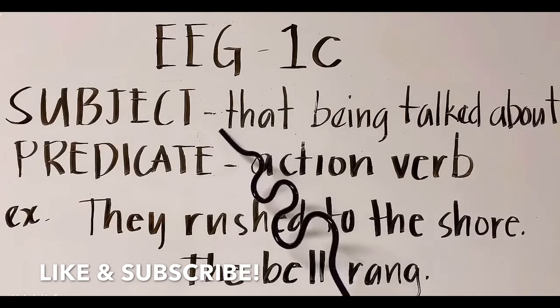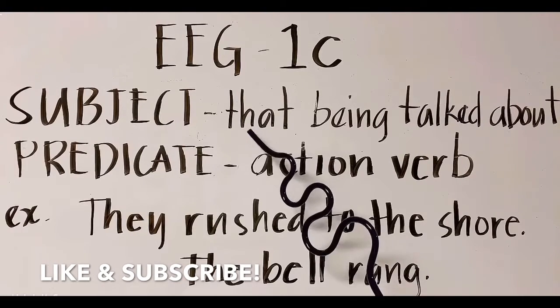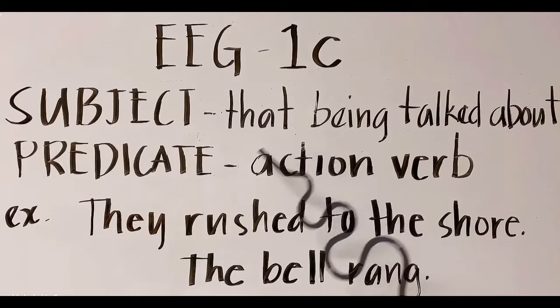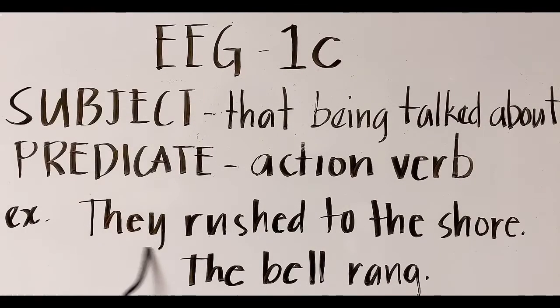Okay, remember that. Who or what or whom. All right, so whom is being talked about here in the first sentence? It is they. So they is the subject. They is the one being talked about.